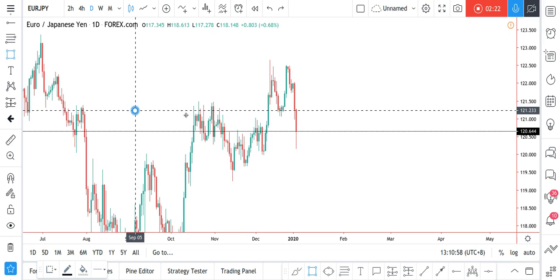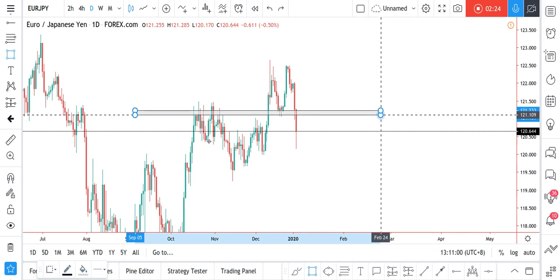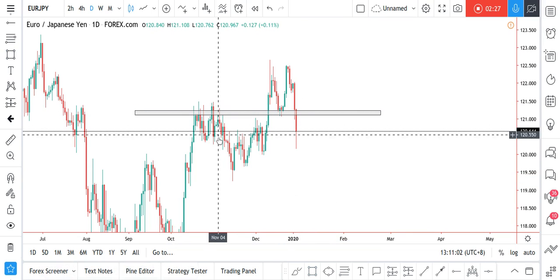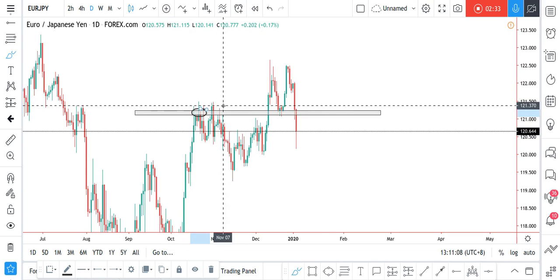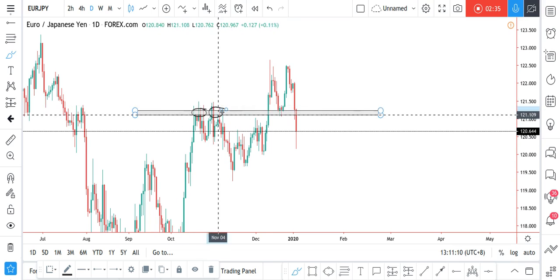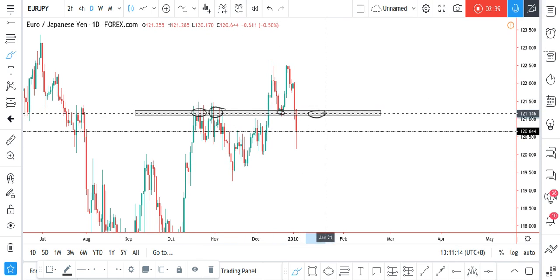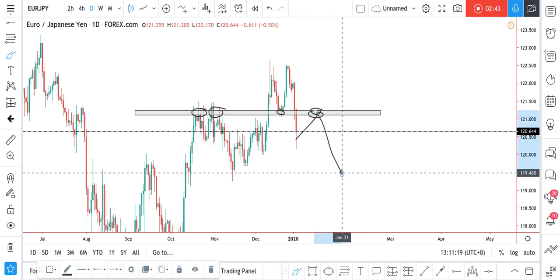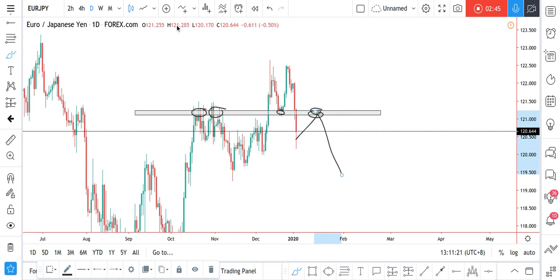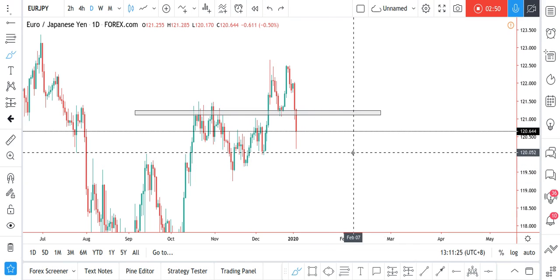If you'd like to mark your area of previous resistance or previous support, now turned resistance, it's very easy to find this area in the market where the market was respecting this resistance area, then respected it as support. Now we can expect the market to retest it and respect it as resistance again, and further continuation to the downside. So this is what we have in EURJPY.